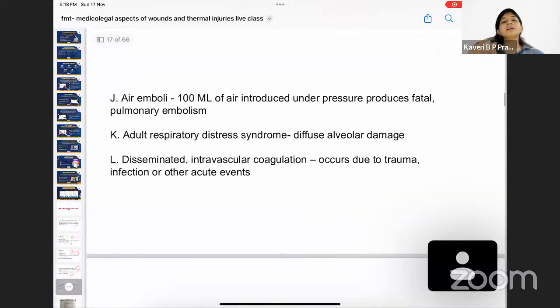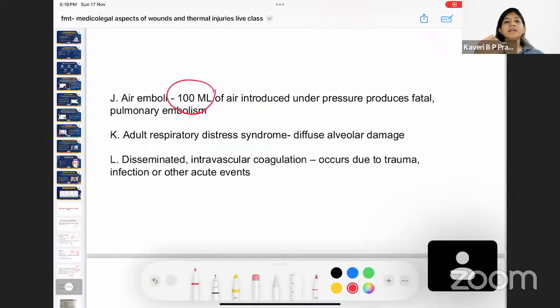What is the amount of air in an embolism required to cause death? It is nothing but 100 ml. Whenever there's 100 ml of air under pressure, that would cause pulmonary embolism and even kill the person. Sometimes, whenever there is an air embolism, and if it goes to the pulmonary circulation, it can also cause diffuse alveolar damage, DAD, and that could also be a cause of death.